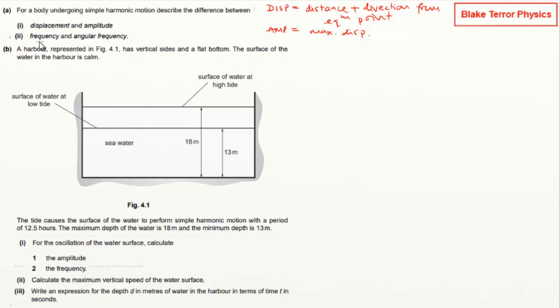Cool, so that's good. And then the difference between frequency and angular frequency. Okay, so that's an interesting one. So the frequency is the number of oscillations per unit time, usually per second, but we can use any time unit. And then the angular frequency is 2 pi multiplied by the frequency. So this is going to be in radians per unit time.